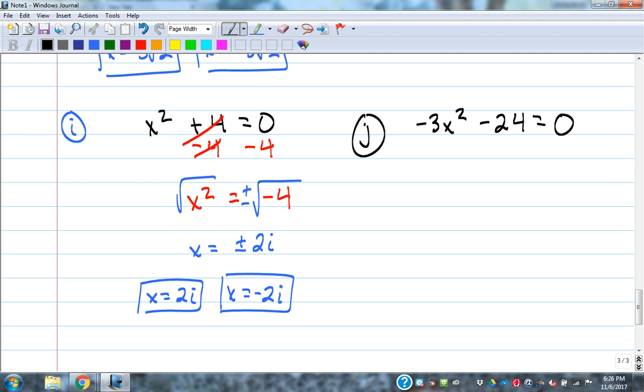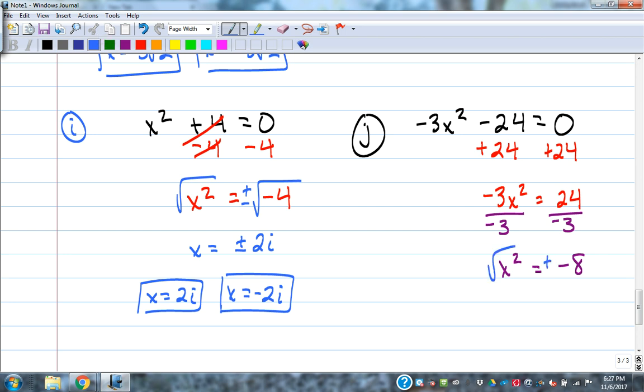What do we need to do on this one? Move the 24, so we're going to add it. Now what? Divide by negative 3. It'll be negative 8. Now what? Square root. Plus or minus on the side with the number.